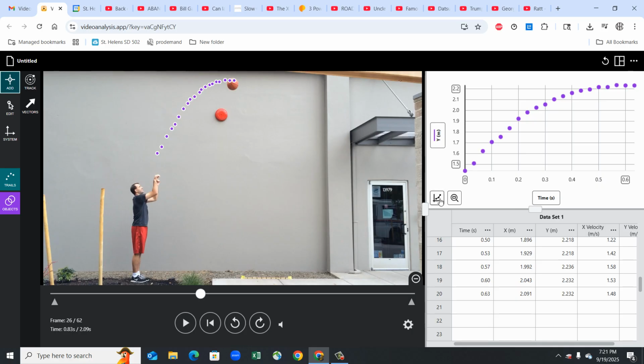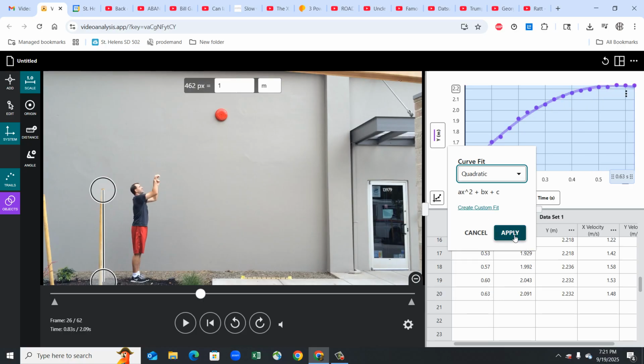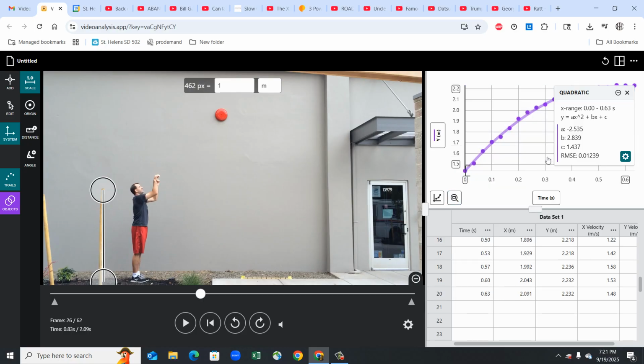Okay, so again, before you apply curve fits, you need to put the system on. The system is there. Apply curve fit. Quadratic. Apply. Done. So for whatever reason, this isn't working too well. You should be getting negative 4.9. I'm not real happy about that.